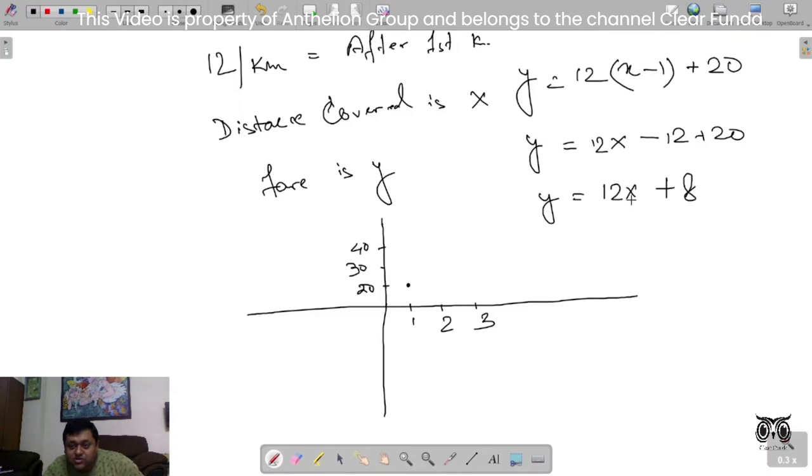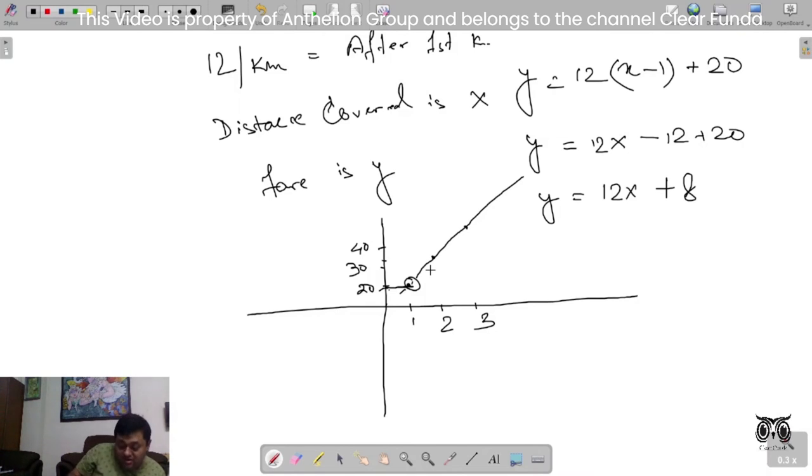Okay, so at x equals 2, what will be the value? 12 into 2, 24 plus 8 is 32. So something like this. At x equals 3, 12 into 3 is 36 plus 8, which is 44. So if you see, it starts from here and it goes like this. Okay, this is very important. It cannot go negative. You have to understand that x cannot be less than 0 because the fare is fixed before this, and then it cannot go negative. This side does not exist.